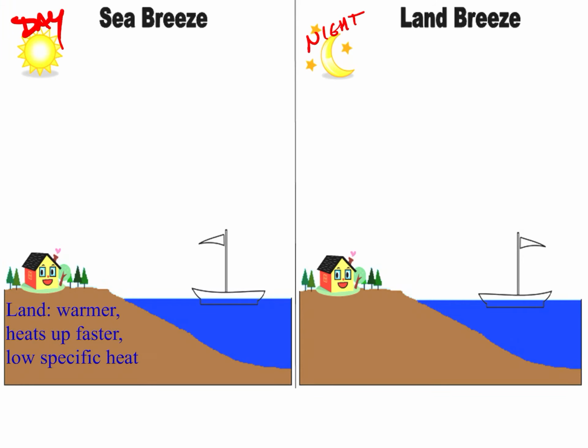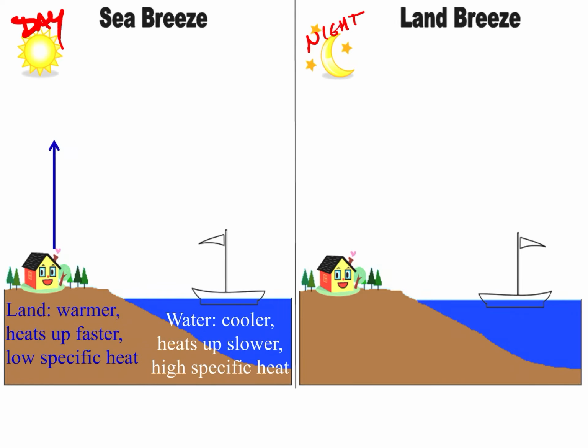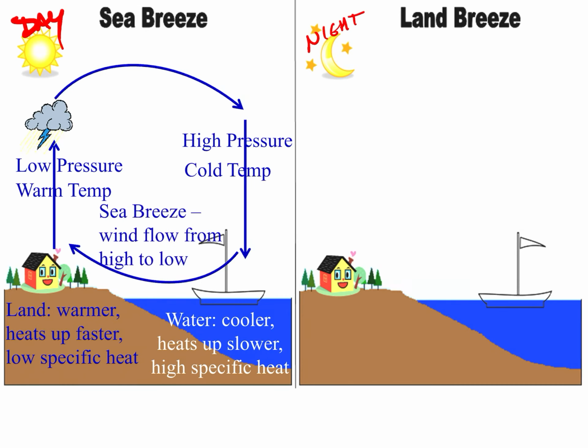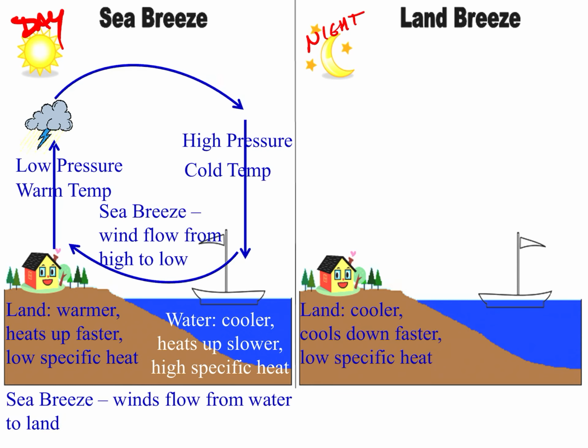In the daytime, land has a low specific heat, so it's going to warm up faster versus your water. So land is warmer, so it rises, low pressure. Water is your high pressure, cooler temperatures. Wind goes from high to low, so it's coming from the sea. That's why it's called a sea breeze, versus a land breeze, which is the opposite.